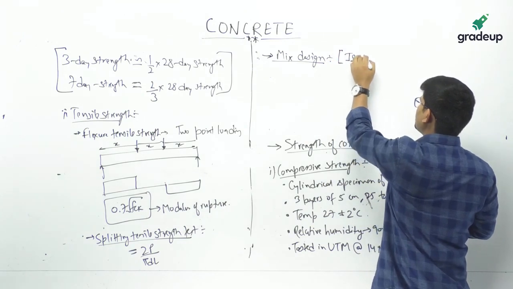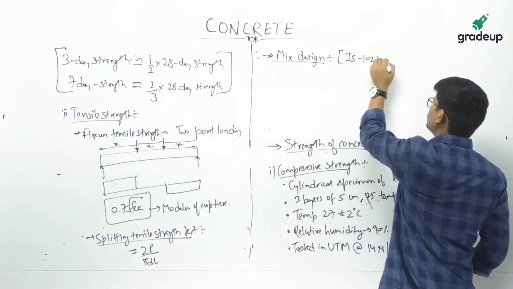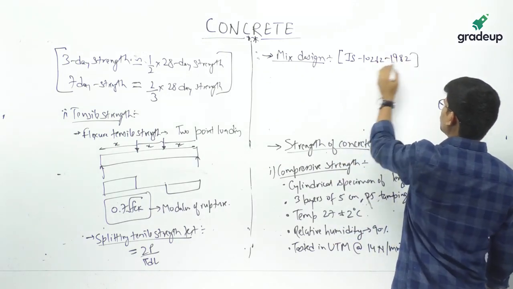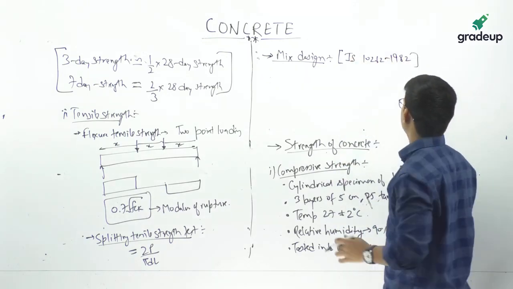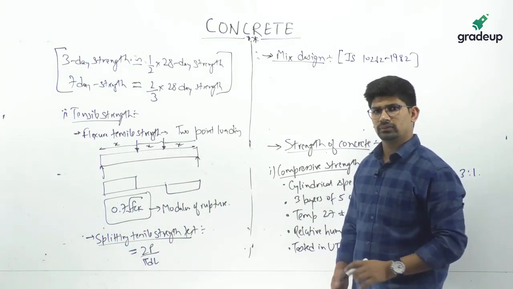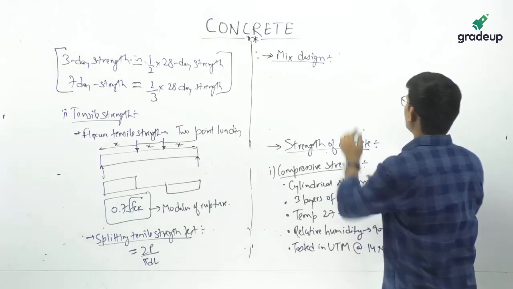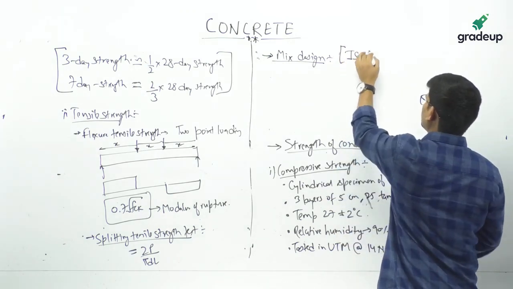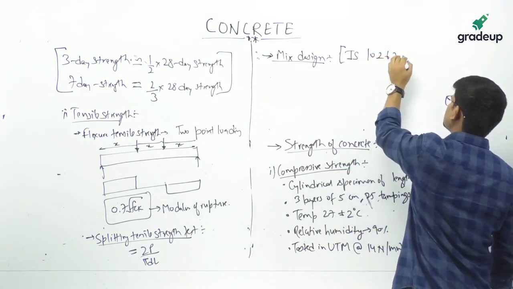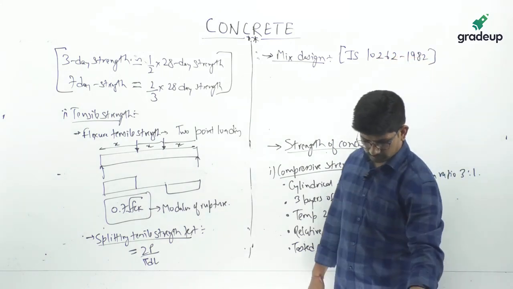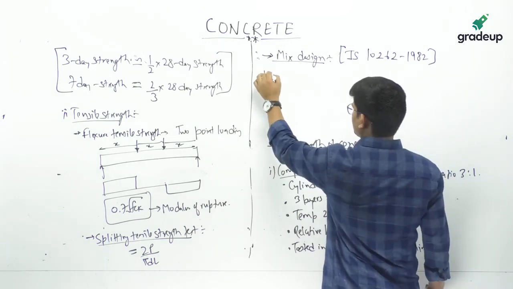Now the IS code for this is 10262, and it is published in 1982. IS 10262, 1982. Okay. Now the steps I will write.